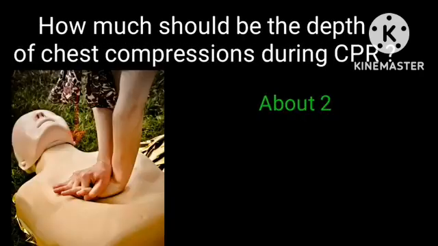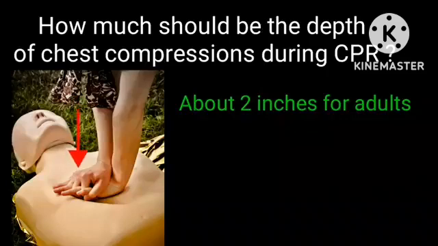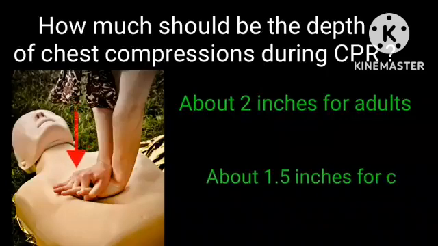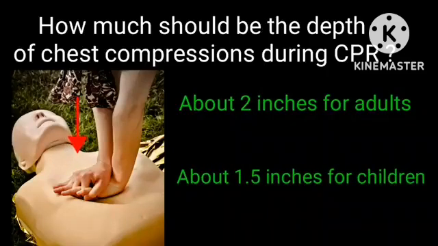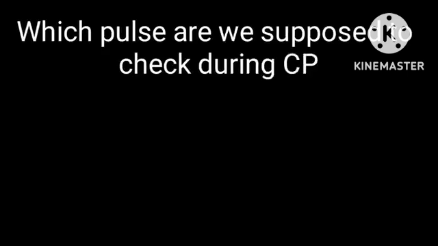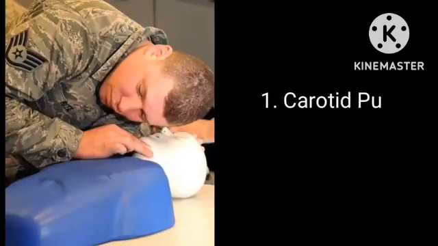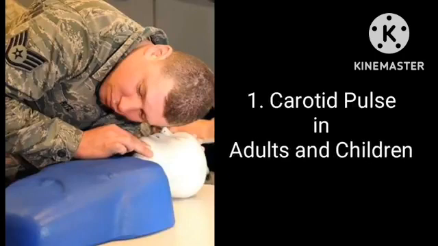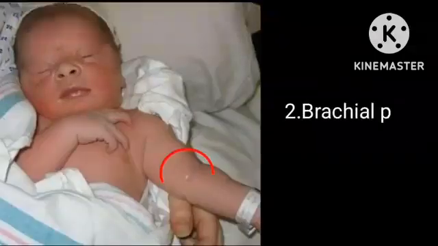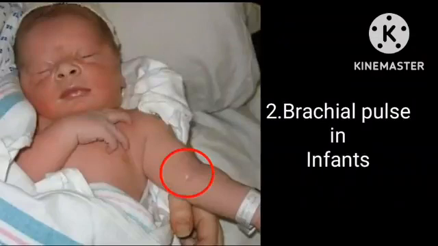How much should be the depth of chest compressions during CPR? About 2 inches for adults and about 1.5 inches for children. Which pulse are we supposed to check during CPR? Carotid pulse in adults and children. Brachial pulse in infants.